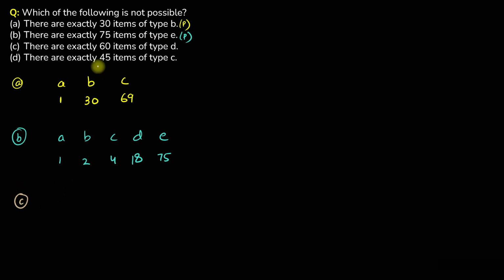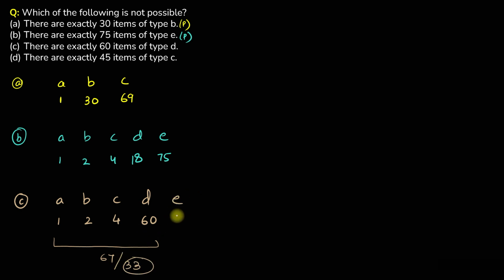Let's look at option C. There are exactly 60 items of type D. So we have A, B, C, D. Can there be exactly 60 of type D? Well, 60 again is a big number, right? Out of a total of 100. So let's first of all minimize the other items. So this becomes a total of 67. So we have another 33 items to be distributed. Can we have one more type with 33 items? No. Another type should be at least twice of 60. So that's not possible. So this 33 will have to be distributed between B and C itself.